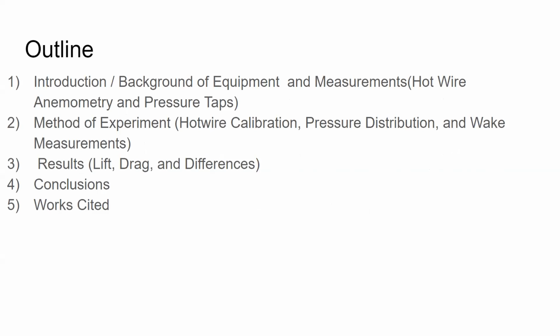Now, the outline of this presentation: I'll start with the introduction and the background of the equipment and measurements, which is the hot wire anemometry and pressure test, and I'll go over how this works and how we'll be using it to generate data. The next part of my presentation will be the method of experiment, which starts with the hot wire calibration and the calculation of pressure distribution at different angles of attack, and the wake measurements, and how we're going to get the wake measurements.